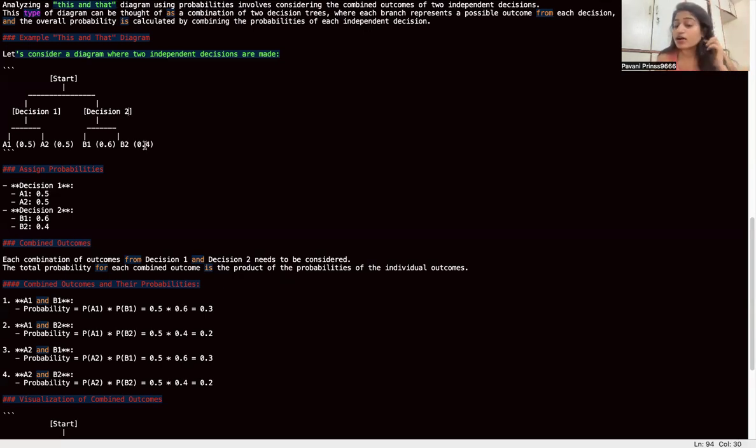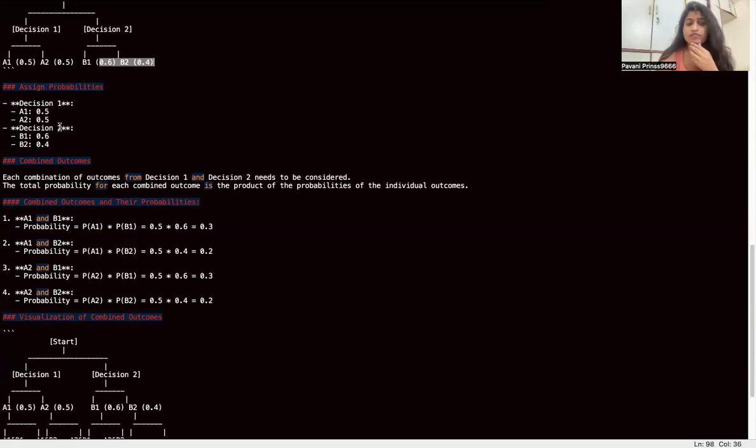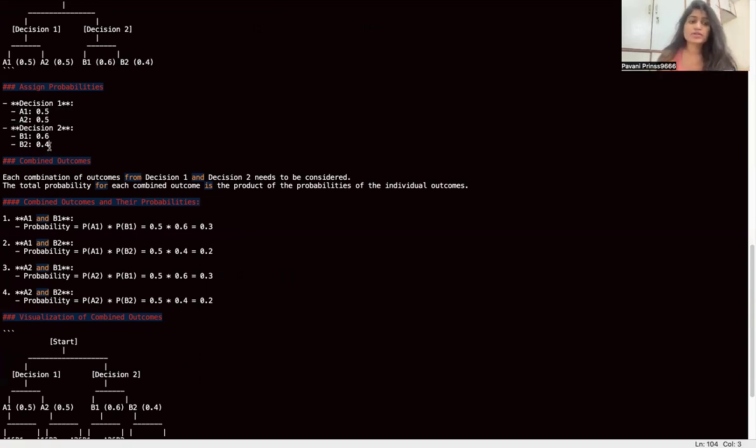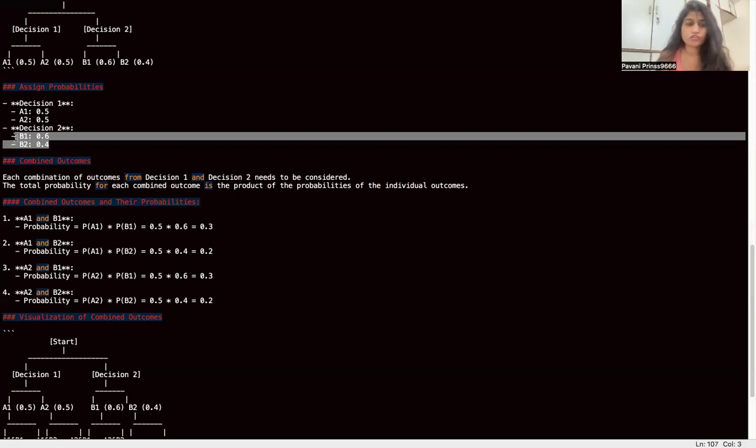Do you remember that when you add two probabilities you have to get one? So what is 0.5 plus 0.5? It's nothing but 1. And 0.6 plus 0.4 is also 1. Okay. So after that, you have to assign the probabilities. Already you know the probabilities. So just make sure A1 is 0.5, A2 is 0.5, B1 is 0.6, and B2 is 0.4, right? So till now, everything is clear.